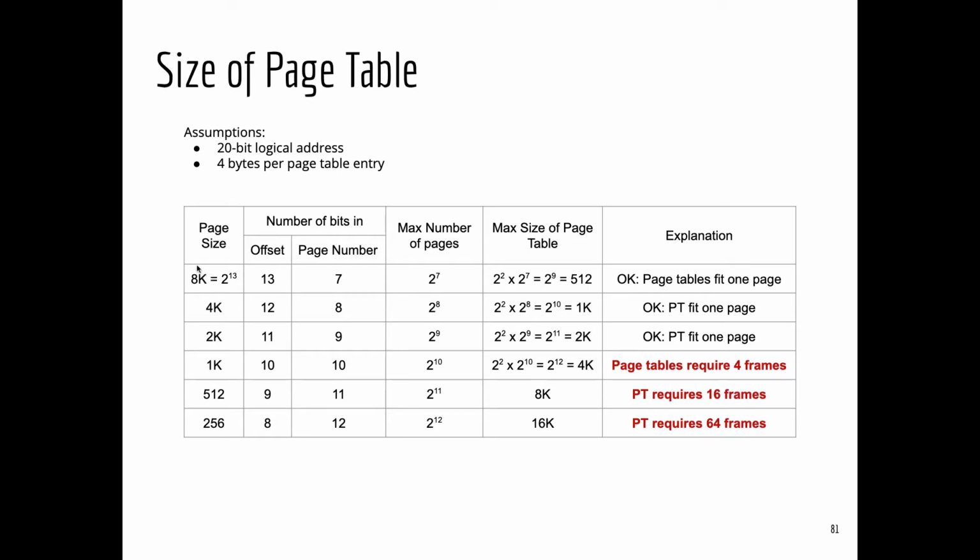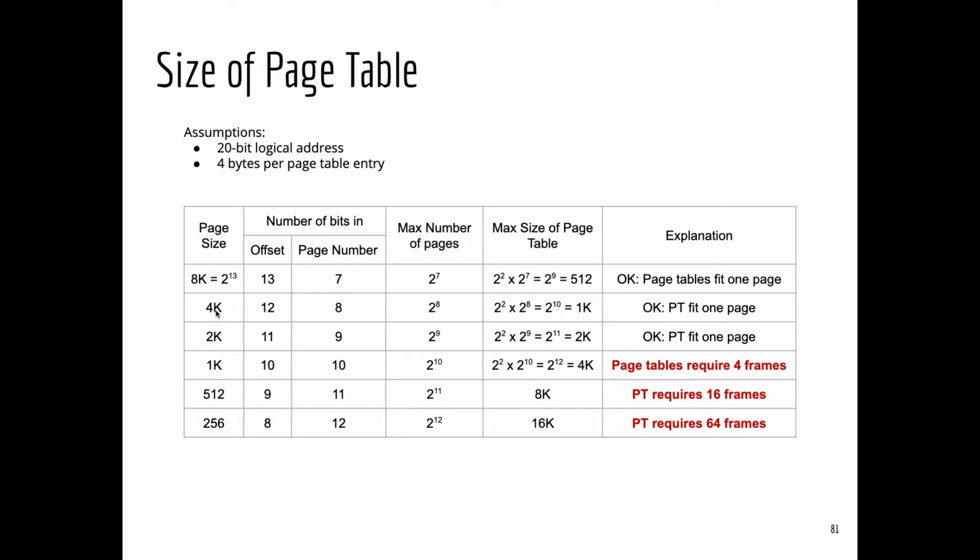Now, if you look at the page size, the page size is 8K, and the maximum size of the page table is only 512 bytes. This number is much smaller than the page size. So that means a page table of size 512 will fit perfectly inside a single page. Look at the second example.